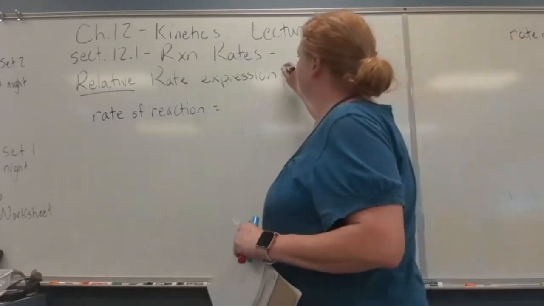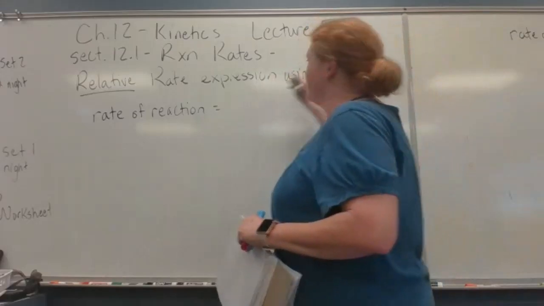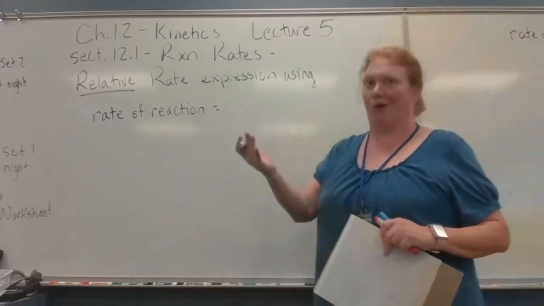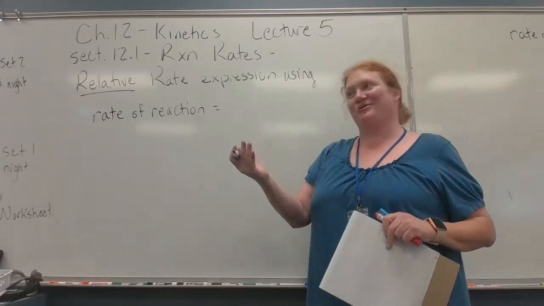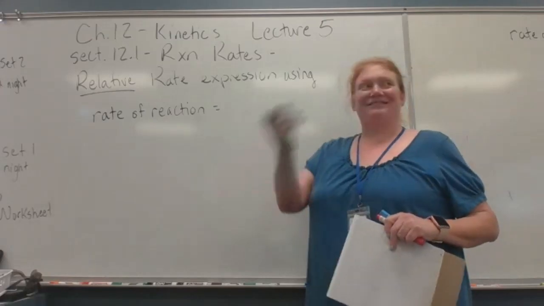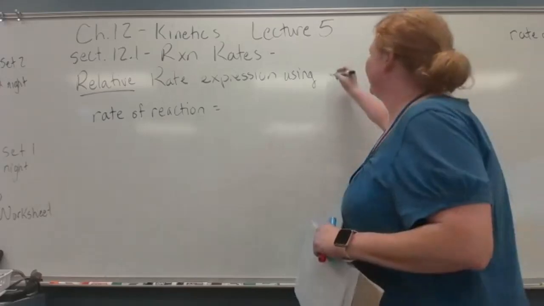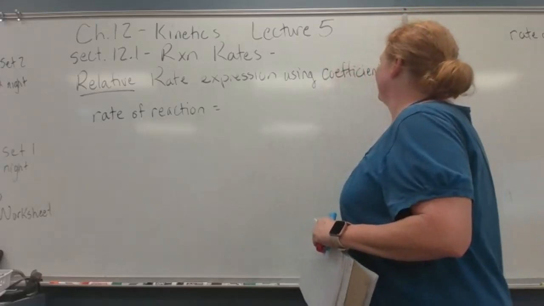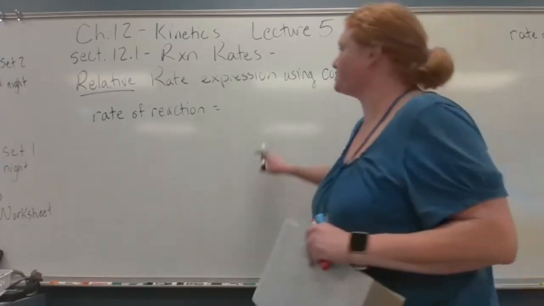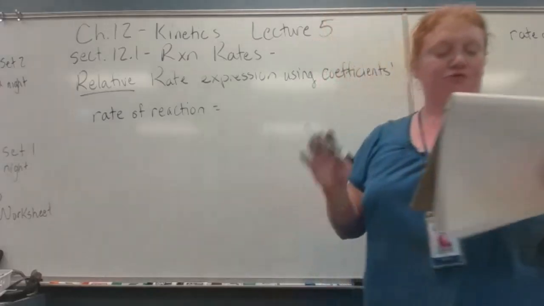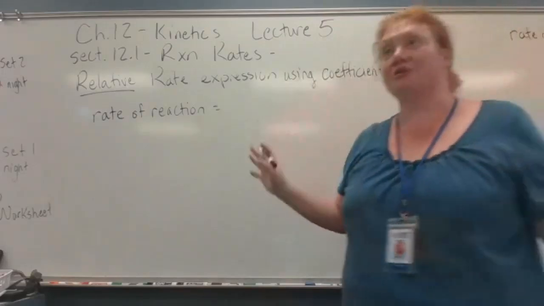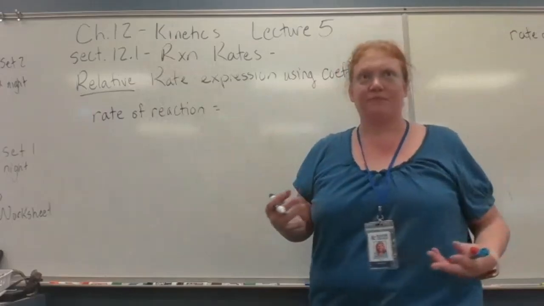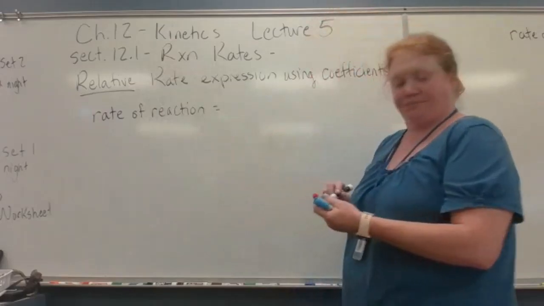We're going to relate each individual product and reactant using their coefficients. It all comes back to moles, right? How many moles of this do you have? We balance my equation, right? Okay. So let me just first write how the relative rate looks, and then we're going to do examples and delve into it a little more, okay?